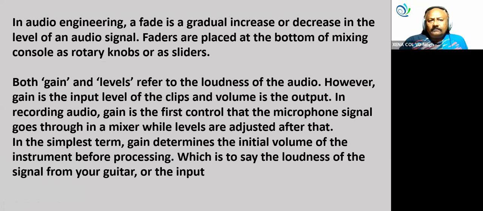Both gain and levels refer to the loudness of audio. Now, gain is the input level of clips and volume is the output. So with the gain, you are actually controlling the sensitivity of input. For example, I am sitting about 12 inches away from the microphone. You can't see the microphone because it's far away from me. But you are able to listen to my voice because I've increased the gain of my microphone. I have not increased the volume, but I've increased the gain. So the signal sensitivity gets enhanced when you increase the gain.